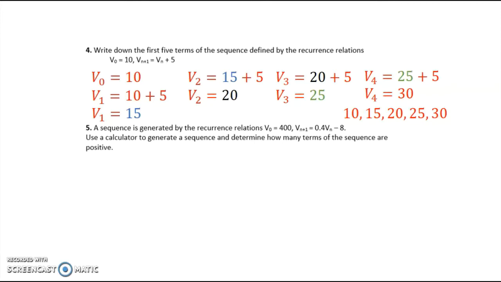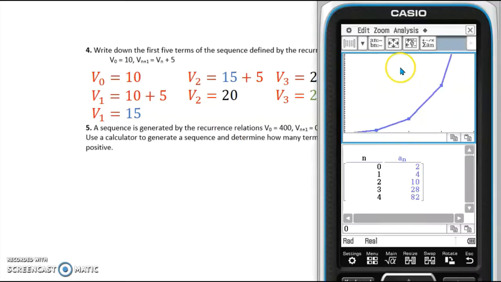A sequence is generated by the recurrence relation V0 equals 400, and Vn+1 equals 0.4 Vn subtract 8. Use a calculator to generate a sequence and determine how many terms of the sequence are positive. There are 2 ways to do this on the ClassPad. I've shown you one of those, which is the main screen. The quickest way, as I was showing you previously, was using the table. We're going to use a table for this one and really smash this out.